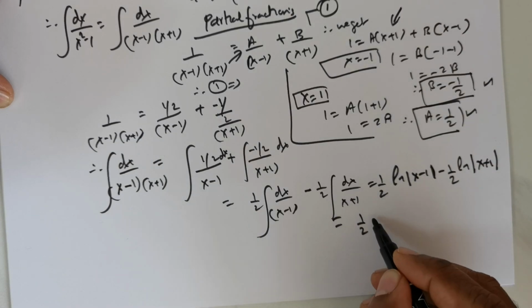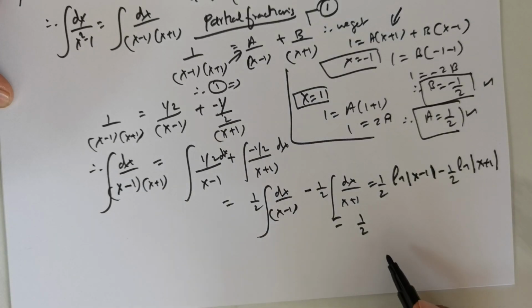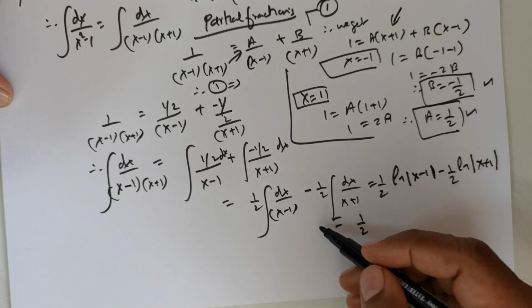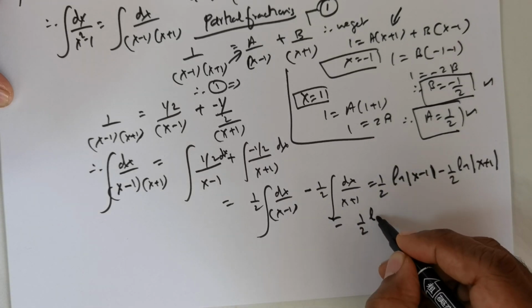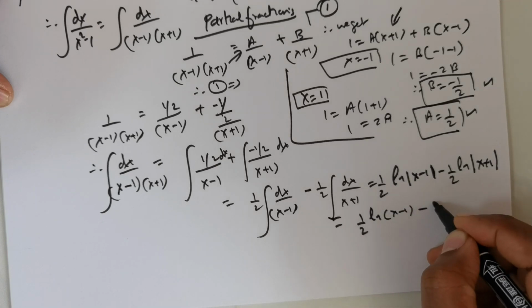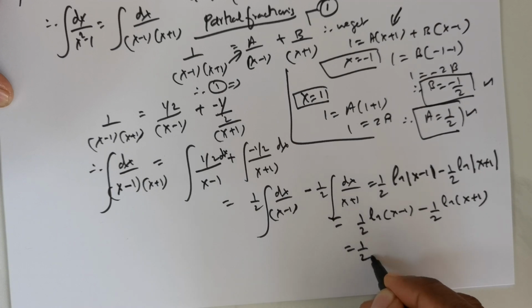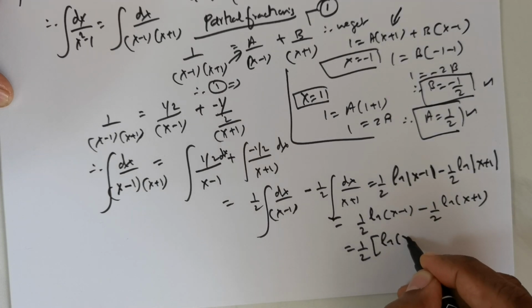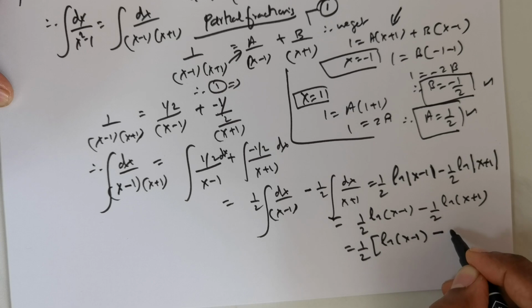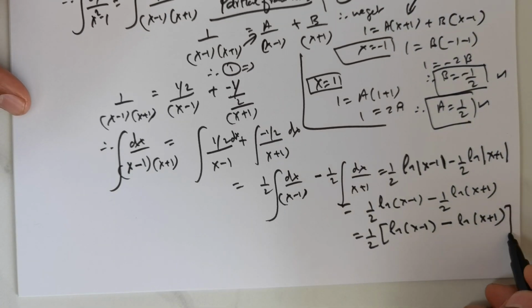Now I can remove the modulus. Why can I remove the modulus? Because x is going to be positive. Now you may be wondering, how do I know x is positive? I am considering x to be positive because it's an indefinite integral and limits are not given. So I'm going to take this as ln of (x minus 1) minus 1 over 2 ln of (x plus 1). Now I'm going to take 1 over 2 out and rewrite this as 1 over 2 times (ln of (x minus 1) minus ln of (x plus 1)). Fair enough, right? Close the parenthesis.